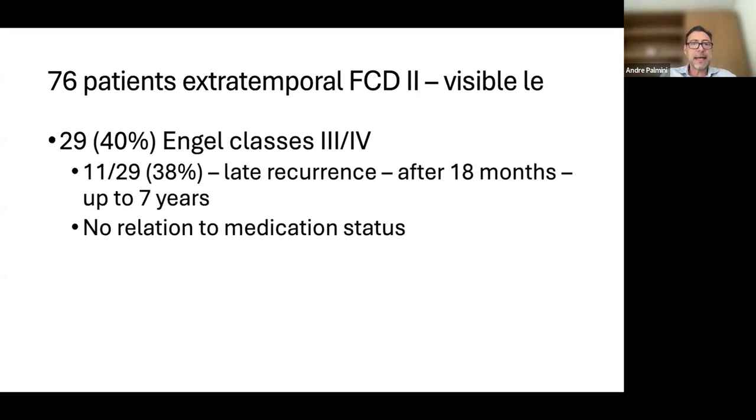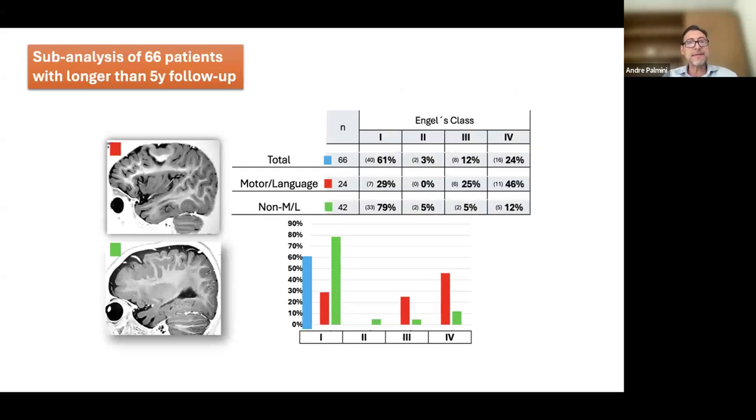But that's an important thing. You see, 38% of our patients recurred, and they recurred late. So that's what I mean by this relevant epileptogenic tissue that sometimes is left behind, part of an area that is not causing seizures at the time that you operate, but you leave some area behind that eventually will lead to recurrence, and sometimes it's a late recurrence. We have up to 7 years of recurrence, so say 7 years seizure-free, and then it starts again. This sub-analysis of 66 patients with longer than 5-year follow-up shows clearly the other obvious point, okay?